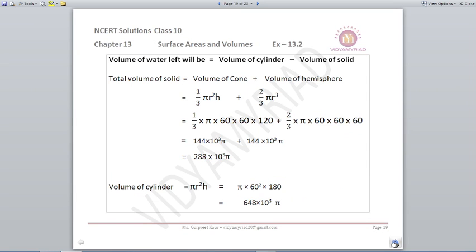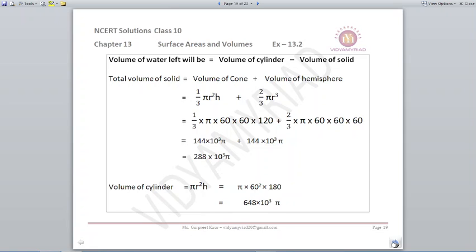Now according to the question, what is the volume of the water left? It will be the volume of the cylinder, that is the outer full shape, minus the volume of the solid. Now what is the volume of the solid inside? We have a cone, we have a hemisphere. So let us find out the volume of the cone and volume of hemisphere. That is 1 upon 3 pi r square h plus 2 upon 3 pi r cube. So let's put this in this. We get 288 into 10 raised to power 3 pi.